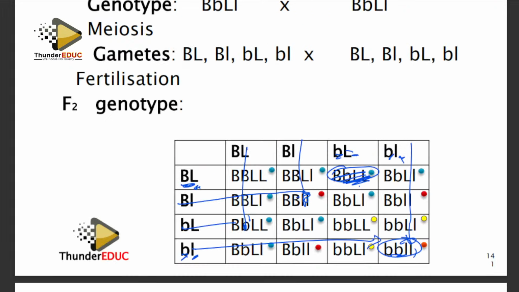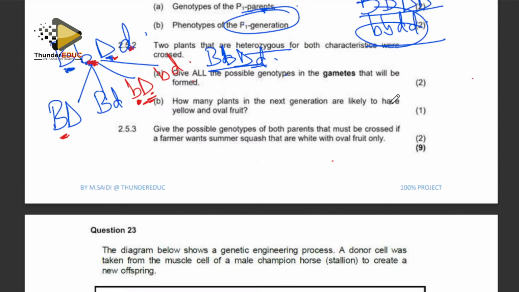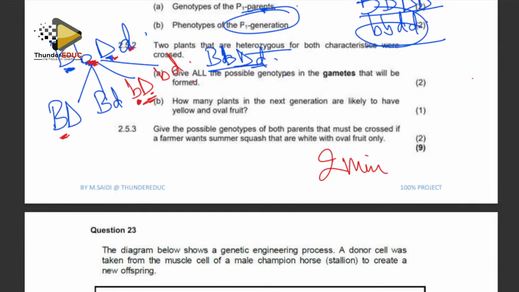We got the next question. The next question is saying: give the possible genotypes of both parents that must be crossed if a farmer wants squash that are white with oval fruit. I'm giving you 2 minutes to think about it. After that, we start. All right, 2 minutes to think about it.